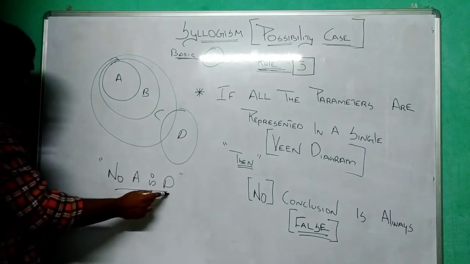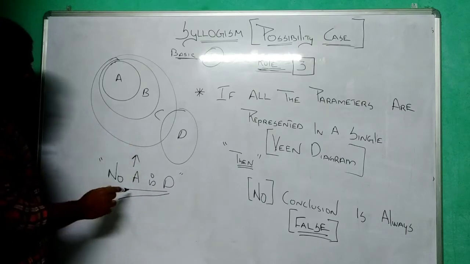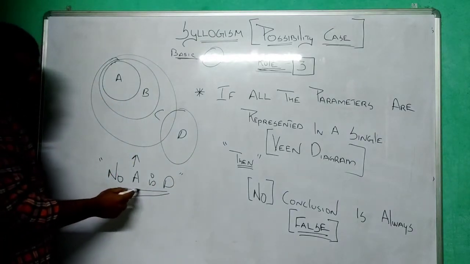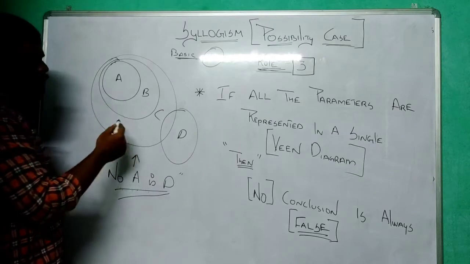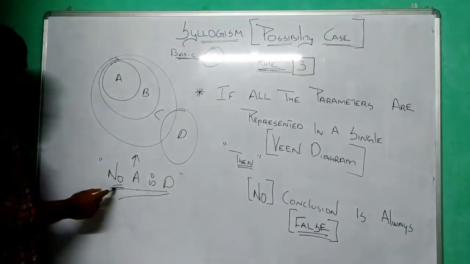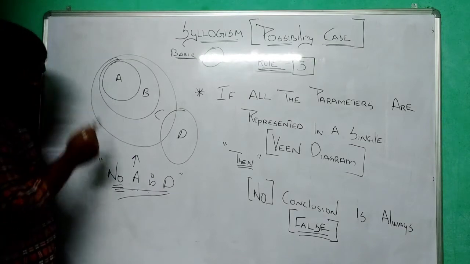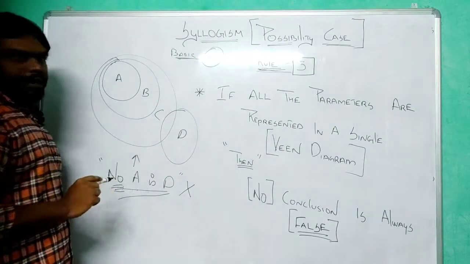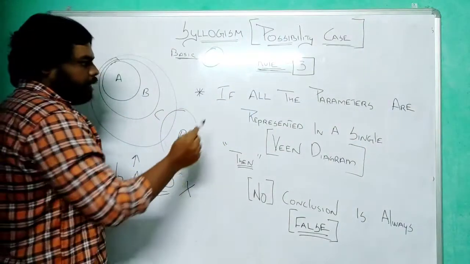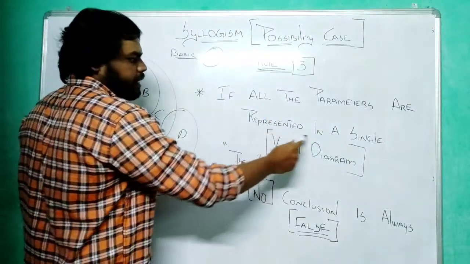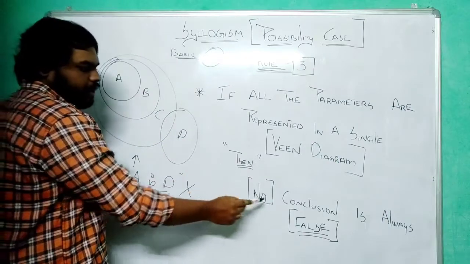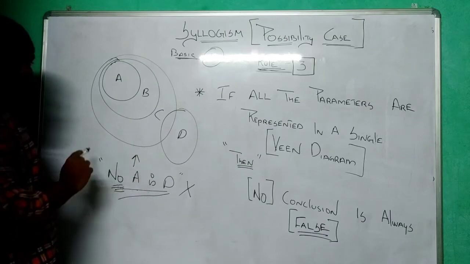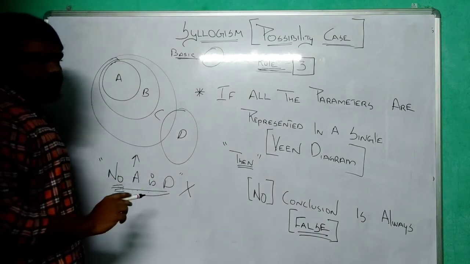If I say a negative relationship in this particular case, for example, if all the parameters are in a single Venn diagram, and if I say no A is D or no A is C or any of them, if I connect any quantifier with a no conclusion, then this statement will always be false, right? This is what rule number 3 says, right? If all the parameters are represented in a single Venn diagram, then a no conclusion is always false, right? For example, if I say no A is D, this is definitely false. I can blindly mark this by rule number 3.